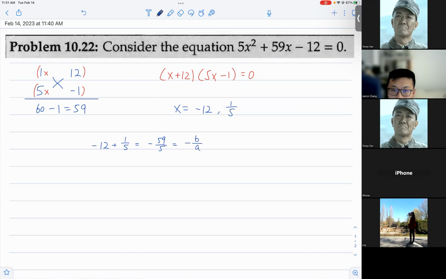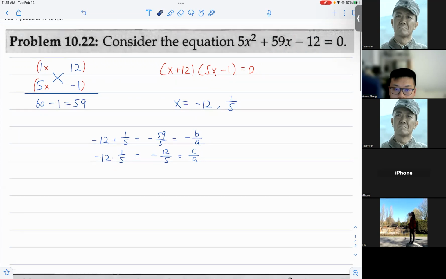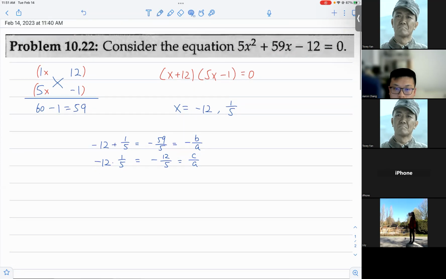Okay, and then if you find a product of roots, negative 12 times 1 over 5 is going to be negative 12 over 5, and that's just going to be c over a. You see, negative 12 is c, and a is 5, right? C over a. Okay, so sum of roots is negative b over a, product of roots is c over a. We can see this in any quadratic equation. And then we get to prove it. Okay, so to prove it is not that hard.